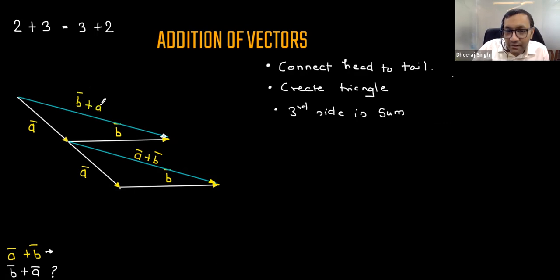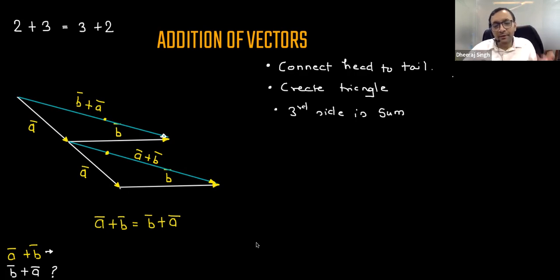And as it turns out, these two blue lines are parallel and they have the same length. So that is the reason why A plus B is equal to B plus A. Remember this. Clear? This is the proof of A plus B equal to B plus A.